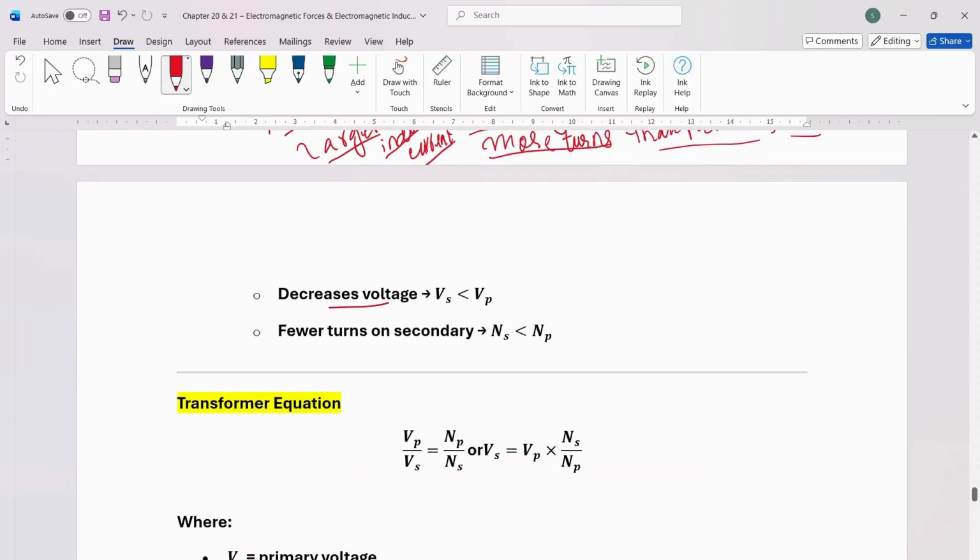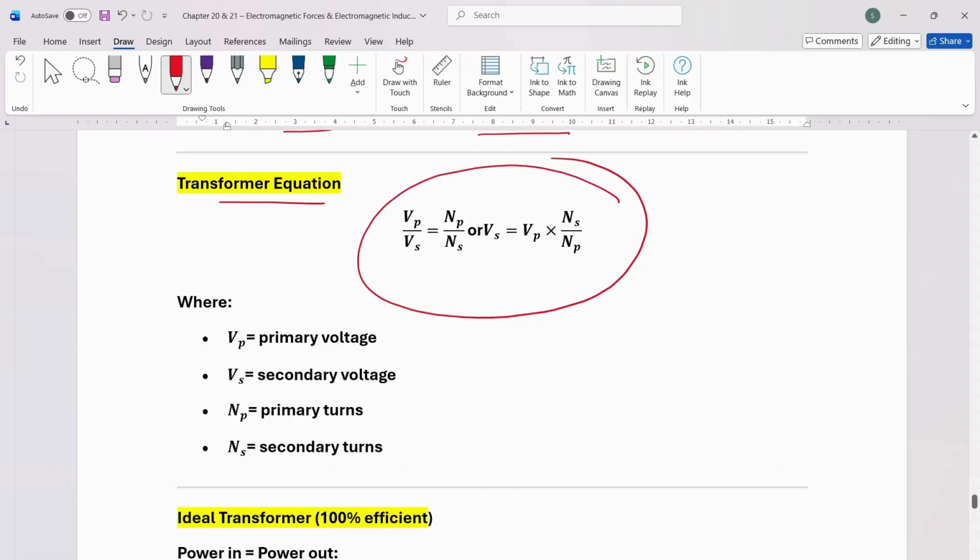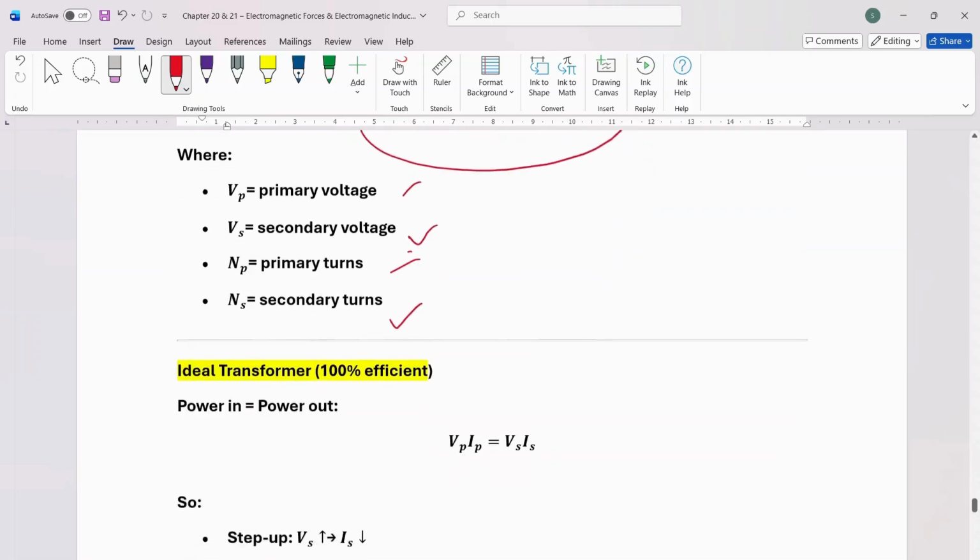A step down transformer decreases voltage, so Vs is less than Vp. Fewer turns on the secondary means Ns is less than Np. We have the transformer equation: Vp over Vs equals Np over Ns. Vp is the primary voltage, Vs is the secondary voltage, Np is the primary turns, and Ns is the secondary turns.